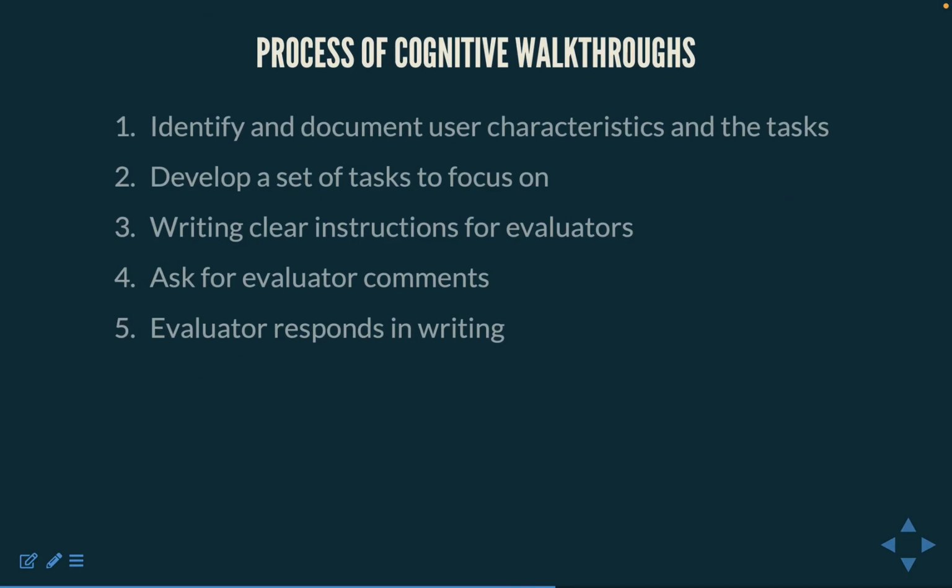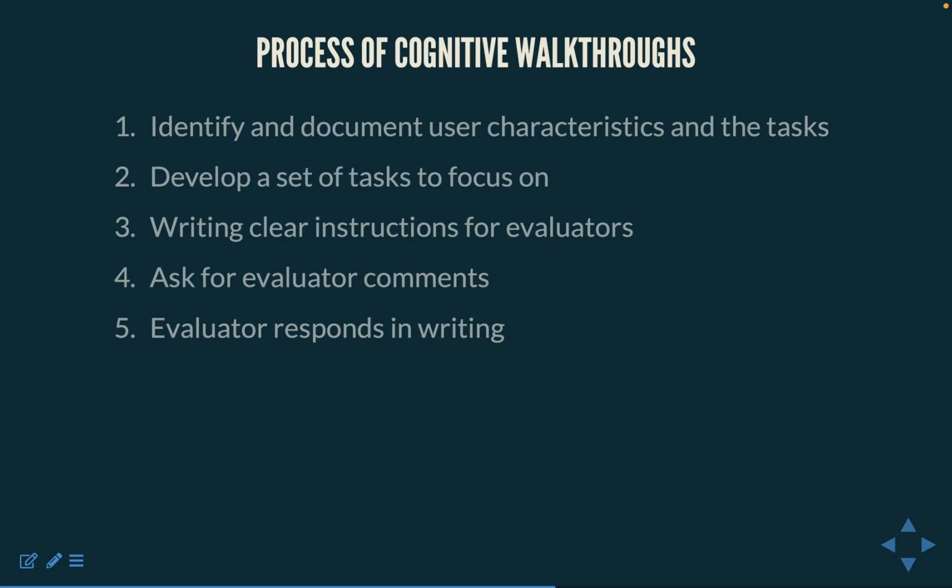1. Identifying and documenting typical user characteristics and tasks associated with system use. 2. Developing a system of typical tasks to focus on the aspect of the system being tested. 3. Writing clear instructions for evaluators. 4. Asking evaluators as they work through the tasks to comment on the following questions for each stage in the task.